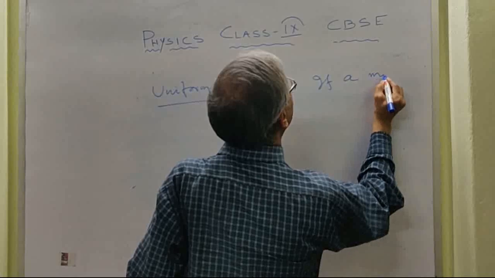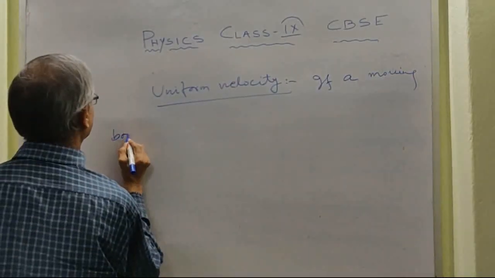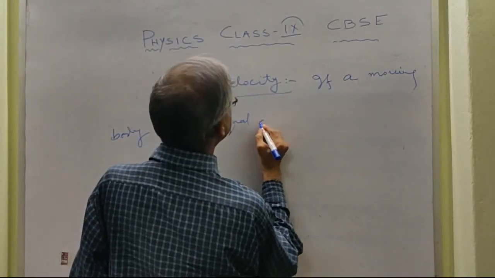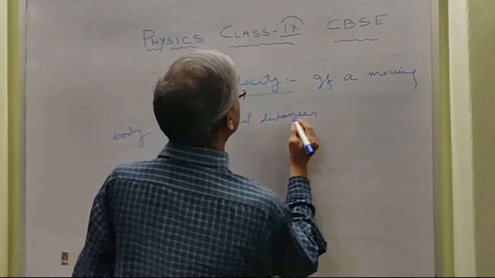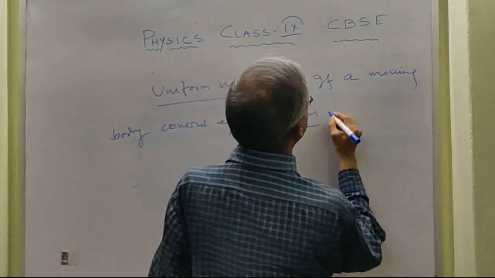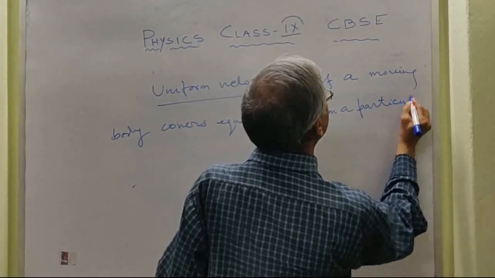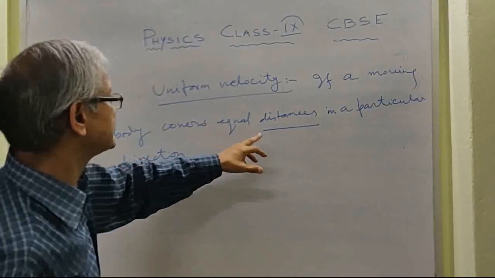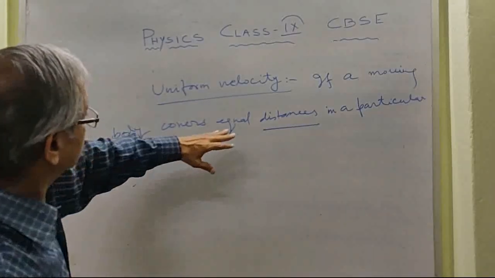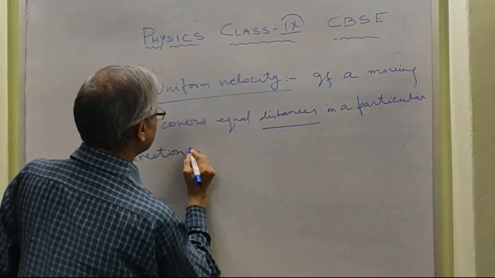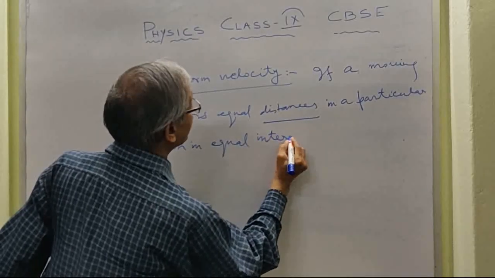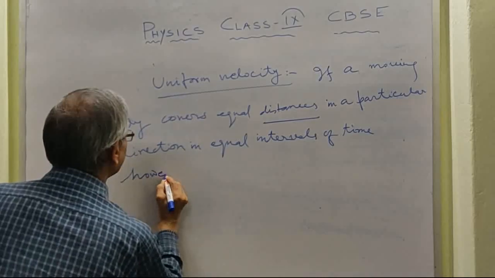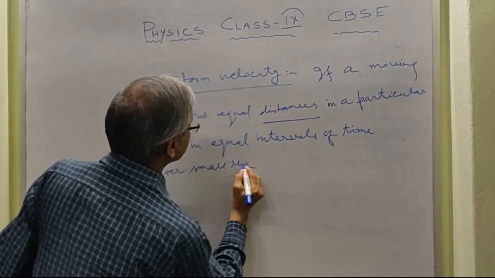Uniform velocity. If a moving body covers equal distances in a particular direction, in equal intervals of time, however small the time intervals may be.